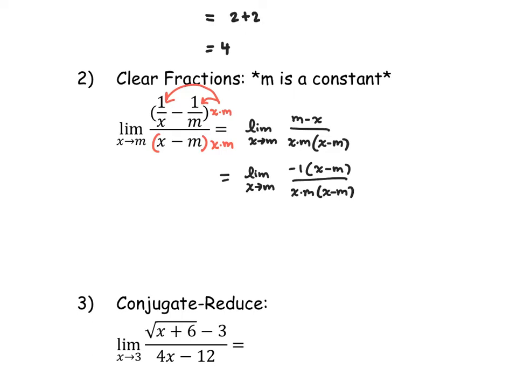So you can see that there's a hole here. There's a discontinuity at x equals m. Thus, I can reduce, and I would get negative 1 over x times m. Now I'm going to evaluate now, which means I'm going to plug in an m for x. That means my limit would be negative 1 over m times m. There's our limit. Very good.